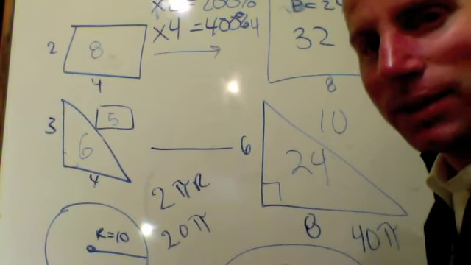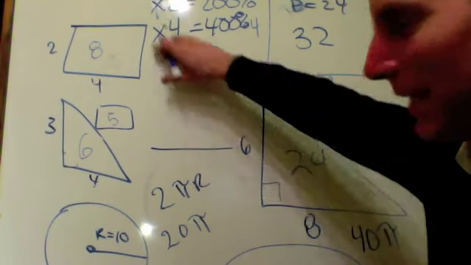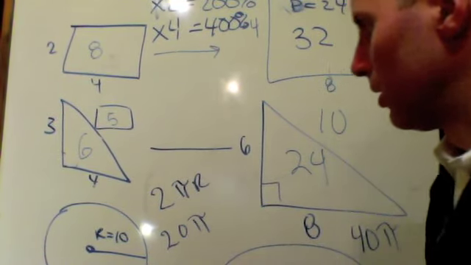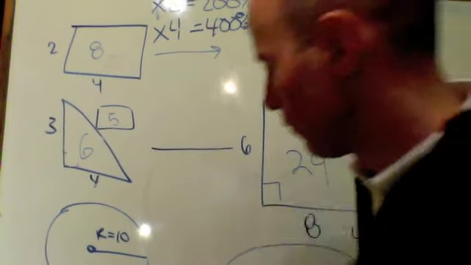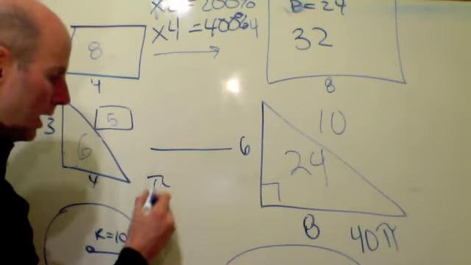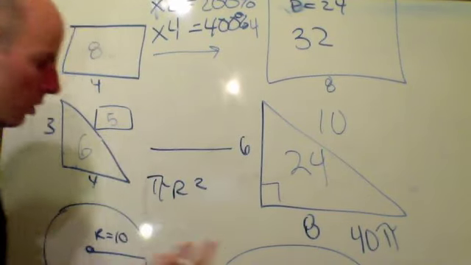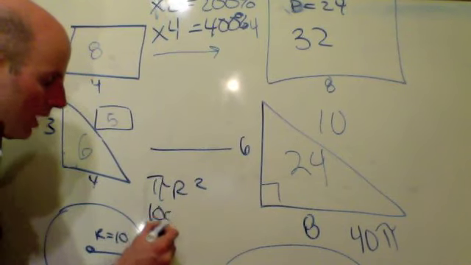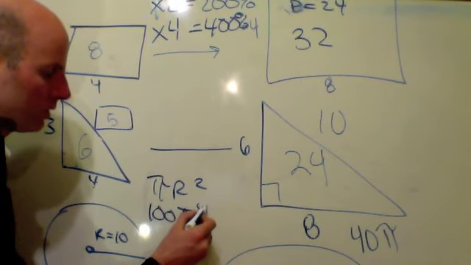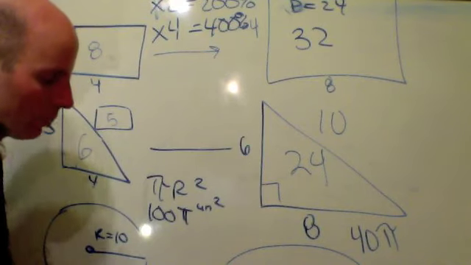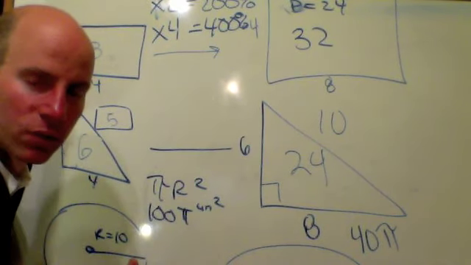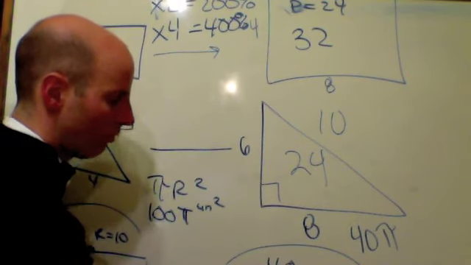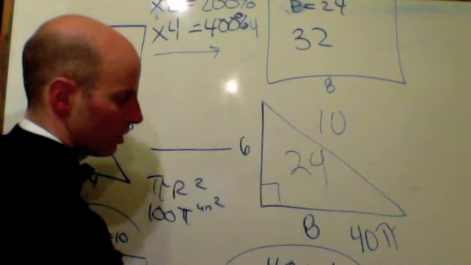But let's see what happens with the area of a circle, because maybe that's somehow different than a rectangle and a triangle. Well, what's the formula for the area of a circle? The formula for the area of a circle is pi r squared. So in this case, r squared would be 10 squared, which would be 100. So I have 100 pi units squared. And this one right here would be 20 squared. What's 20 squared? 400. And this would have an area of 400 pi, whatever the units squared are.